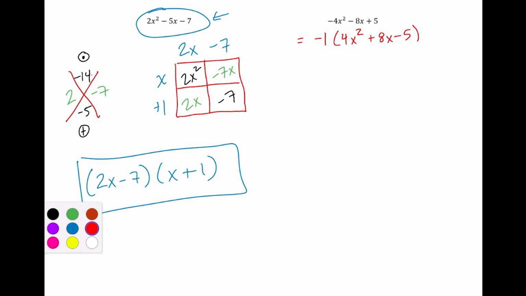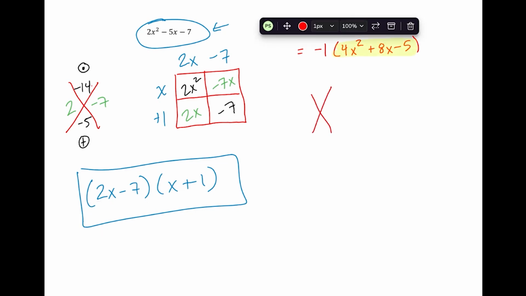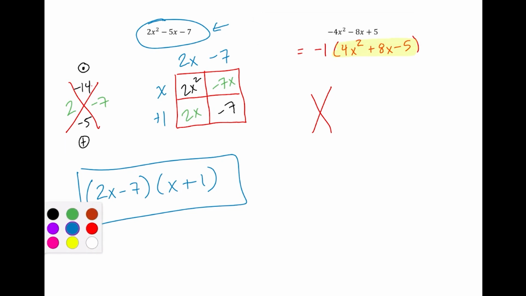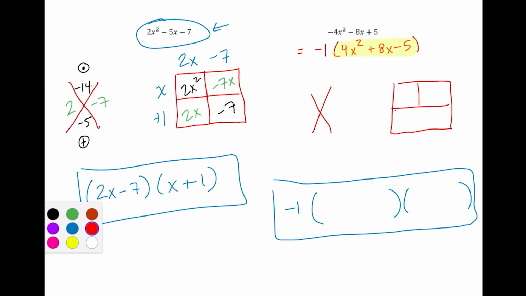All right, so now we'll set up the box, the X box, really just focusing in on what's inside the parentheses here. That -1 is going to be a factor. So when we write our answer, you'll have a -1 here, times the two binomials. So your answer is going to look something like that. But we're really just trying to factor that 4x squared plus 8x minus 5. So here's my x, here's my box. I'll put 4x squared in the top left, -5 in the bottom right.